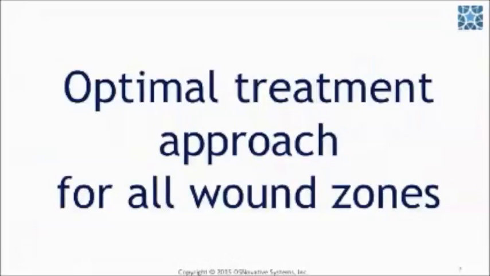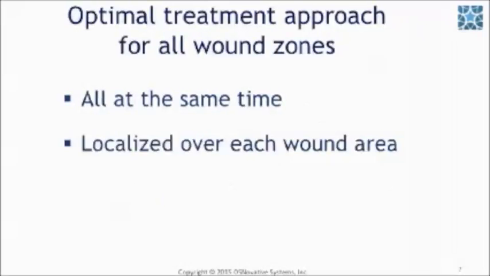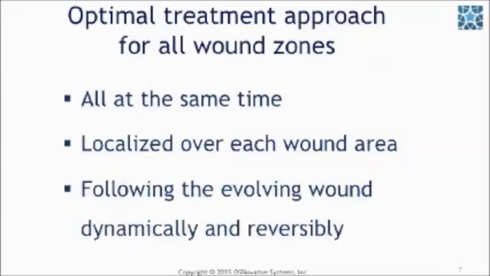The fact is, the best way to jumpstart the healing process of a stalled or chronic wound is to treat each of the different components of the wound exactly how they need to be treated to achieve healing, all at the same time, localized over the corresponding area of the specific tissue type and component, following the evolving wound dynamically and reversibly. But how do we do this?